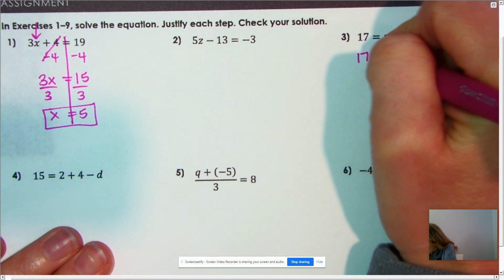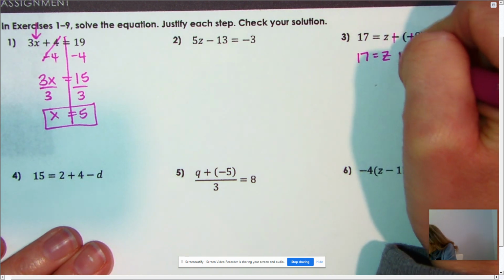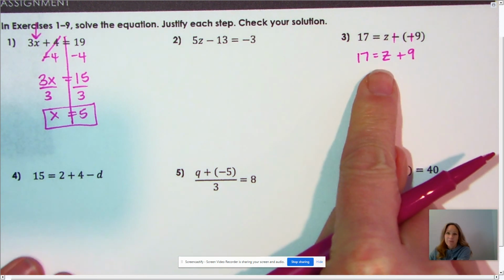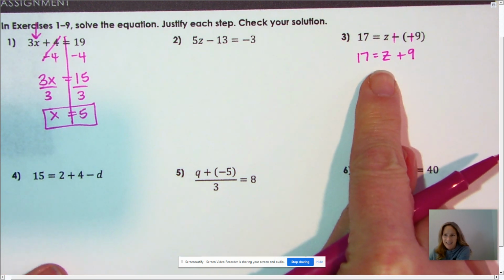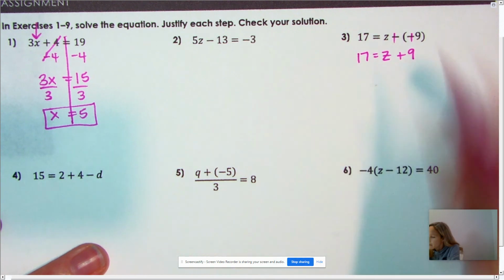I'm just gonna rewrite it, you guys. Z plus 9. I write my Z's like that because, or else it kind of looks like a 2. You don't have to do that, but it's kind of fun.